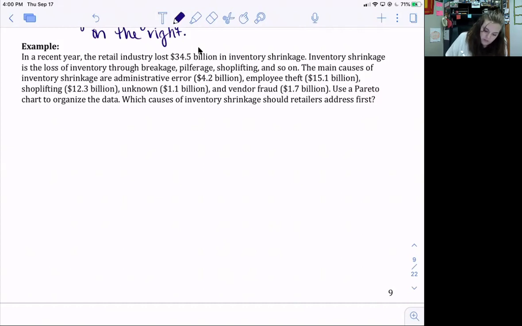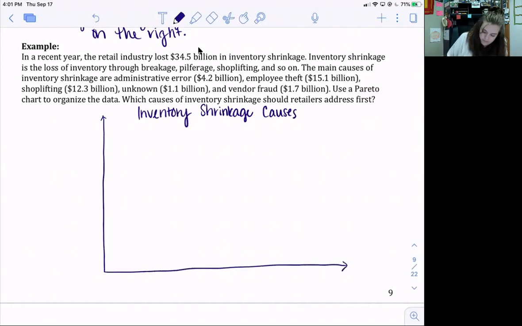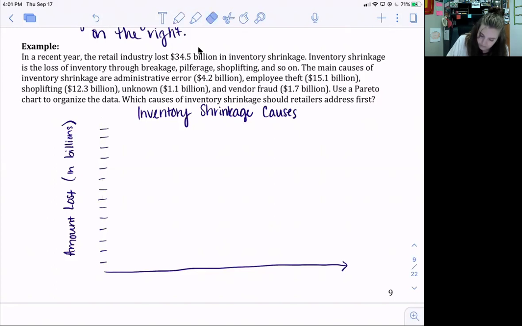So here, our title is going to be inventory shrinkage, and let's say causes. Okay. And then again, we're going to make an XY axis. Okay, and we're going to say, let's see here, amount lost. I'm going to say in billions. And so we know we need to go up to 15.1. So I'm going to actually go up to 16. That's good.